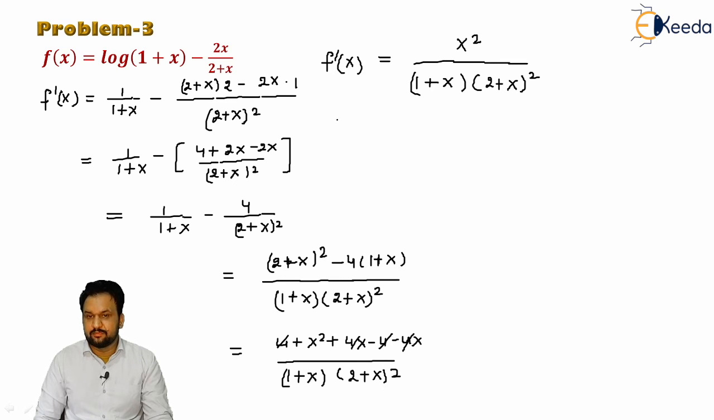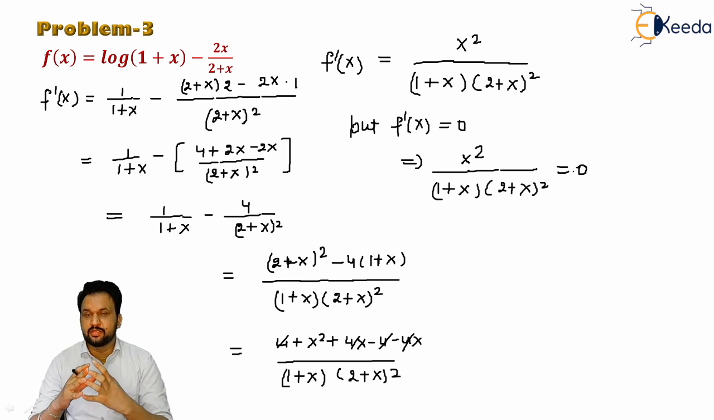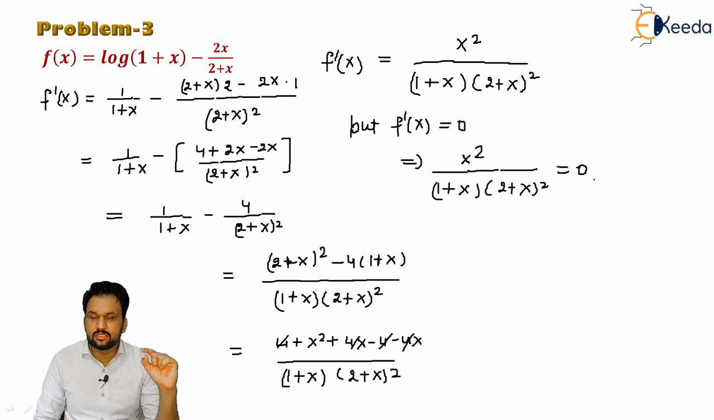So now what is the next step? The step is that we have to substitute f dash x is equal to 0. As we are substituting f dash x is equal to 0, you can see this equation like x square divided by 1 plus x into 2 plus x whole square is equal to 0. Now listen to me. If you have a fractional function and you are setting it equal to 0, you will not directly use cross multiplication, and you should not do things like 1 plus x into 0, it will become 0.